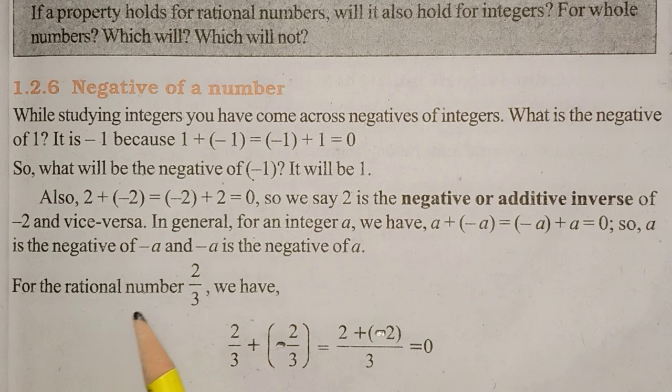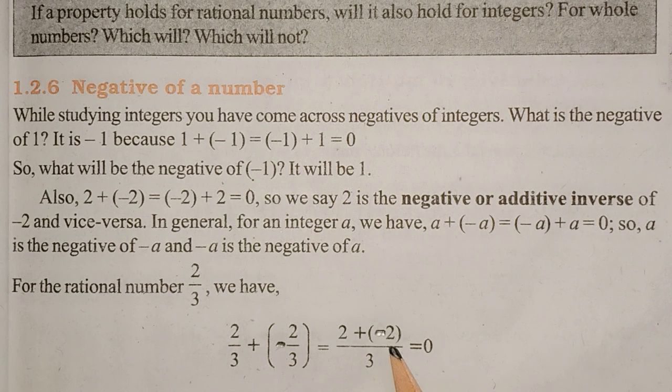Now let's see for rational numbers. Any rational number, we have 2 upon 3 here. So for 2 upon 3, its negative is minus 2 upon 3. There is a mistake in the book. Write down the negative sign here. So 2 upon 3 plus minus 2 upon 3 gives the answer 0.